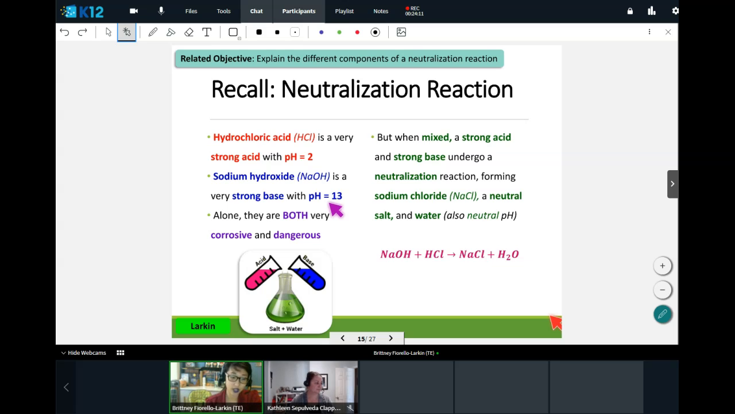So very acidic, very basic. They by themselves are very corrosive and dangerous. You do not want to get hydrochloric acid on your skin. You do not want to get sodium hydroxide, lye, Drano on your skin. You want to avoid those. They can both be corrosive. They can both dissolve your flesh. So we do not want to use those without gloves and appropriate precautions.